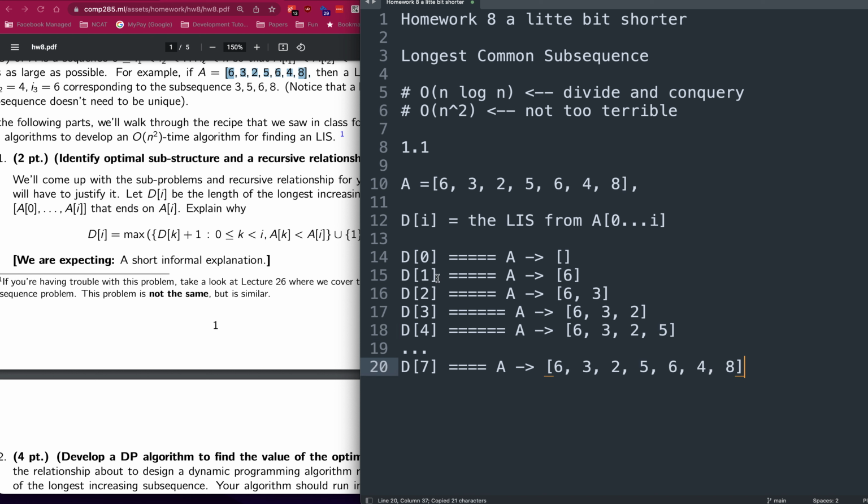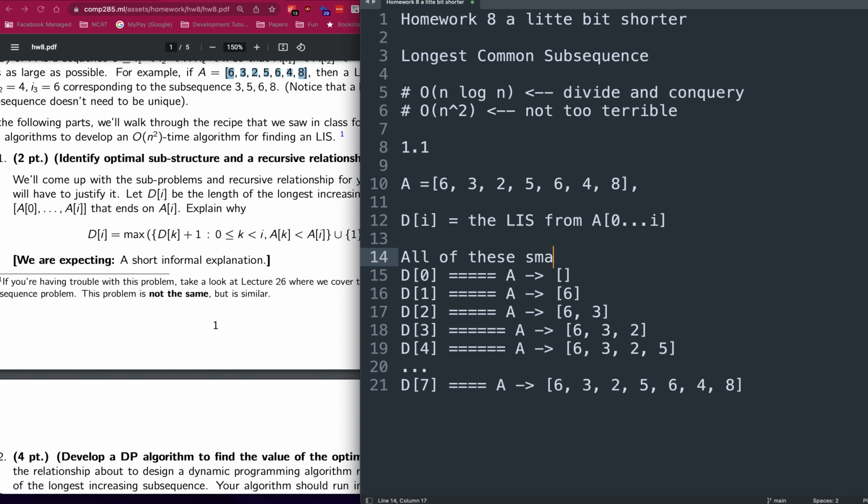So that's, I'm telling you, these are your subproblems. So you're actually going to have to solve all of these smaller problems, okay? And what you're trying to do is say, if I know the answer to D0, let's say I knew the answer to the longest increasing subsequence of an empty array, how does that help me figure out the longest increasing subsequence of the array that only has 6? And then let's say I know the answer to the array that only has 6. How does that help me solve for the longest increasing subsequence of the array that has 6, 3, right?